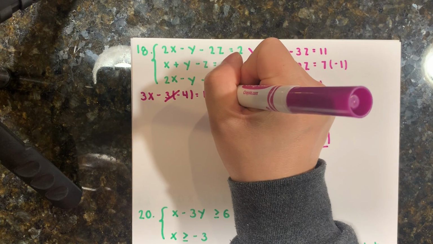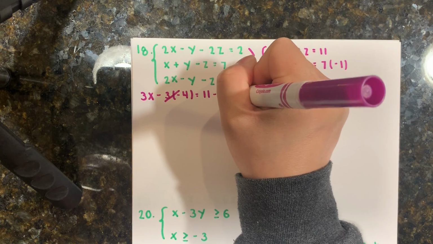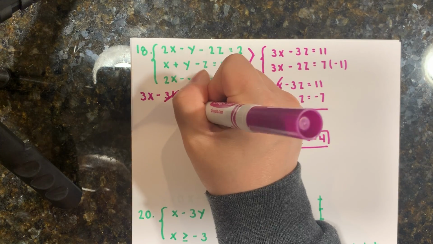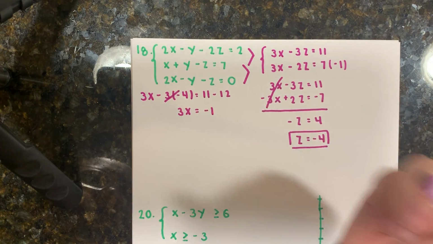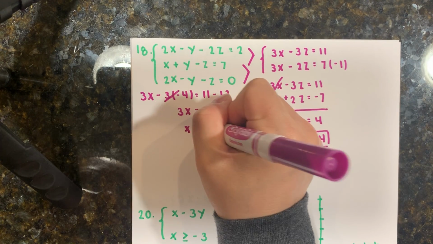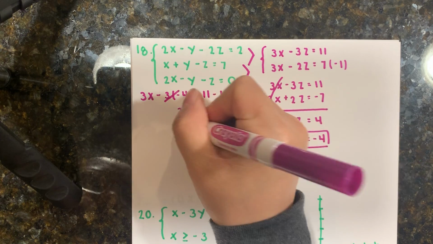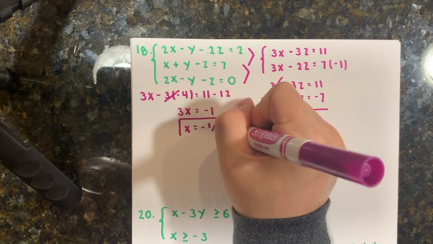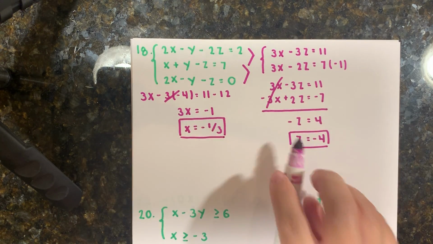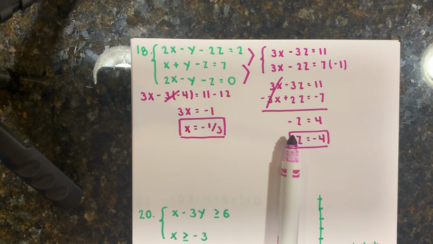And I would get minus 12. So 3x equals negative 1. So x is going to be equal to negative 1/3. And then to solve for y, you just have to plug that equation back in to the beginning. And I'm going to make sure that answer is correct, because usually we don't come up with fractions.